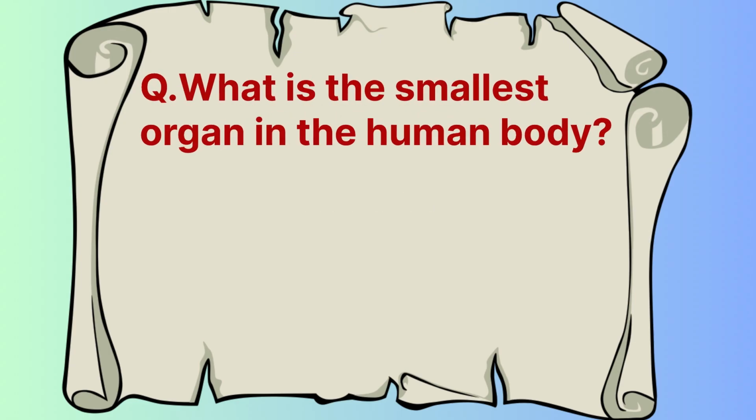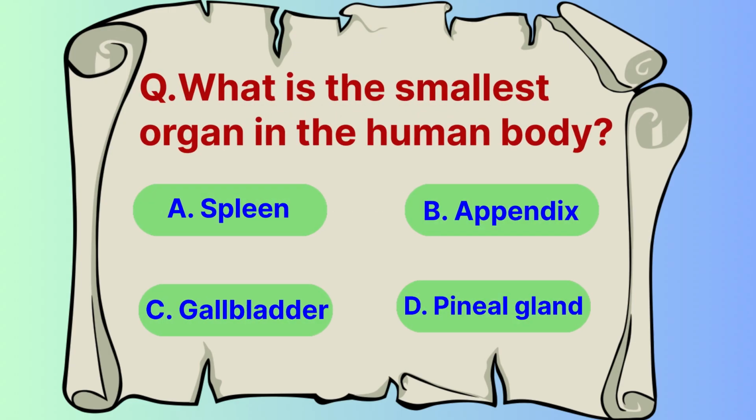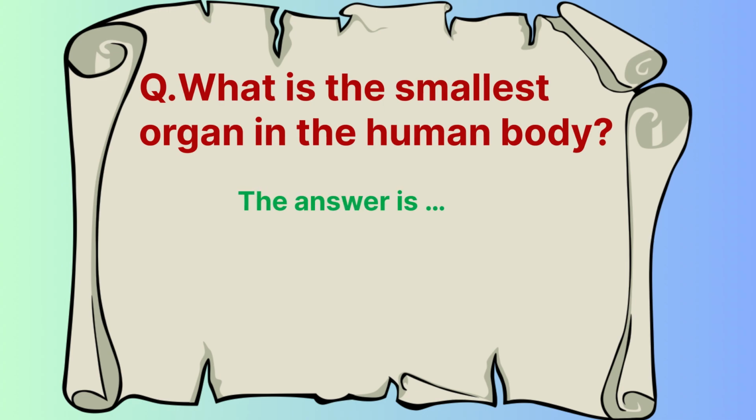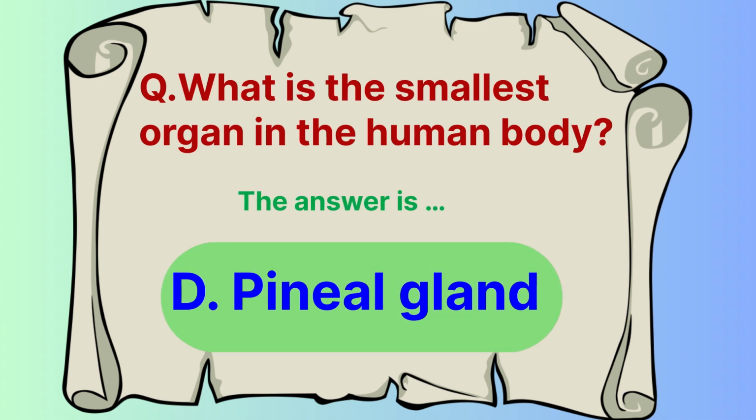Next question, what is the smallest organ in the human body? So the options are spleen, appendix, gallbladder, pineal gland. So the correct answer is option D pineal gland.